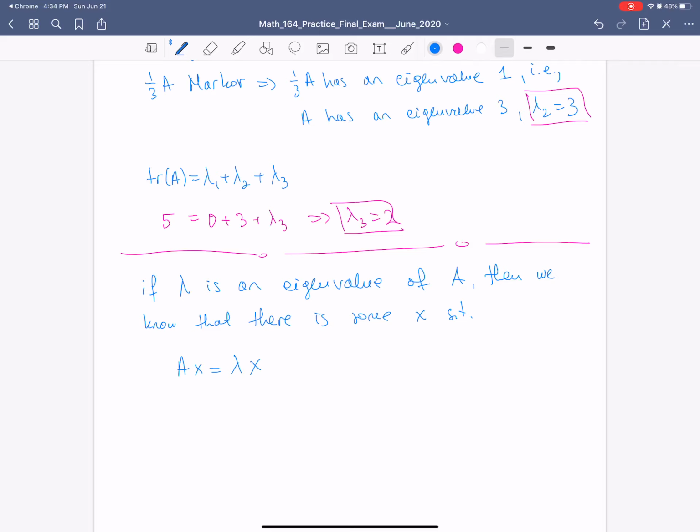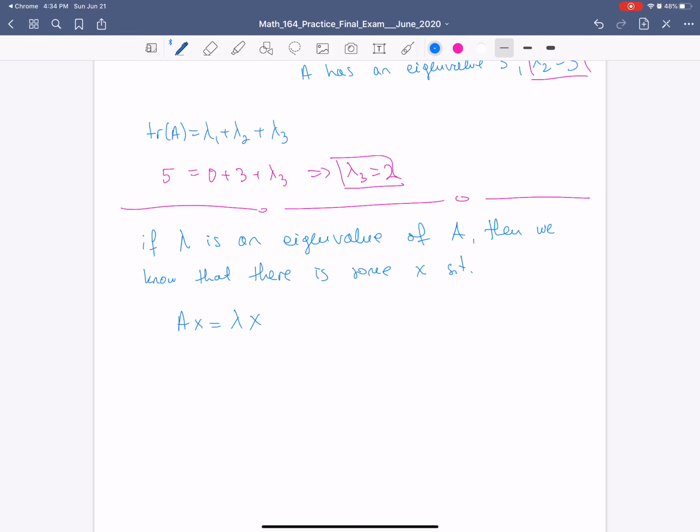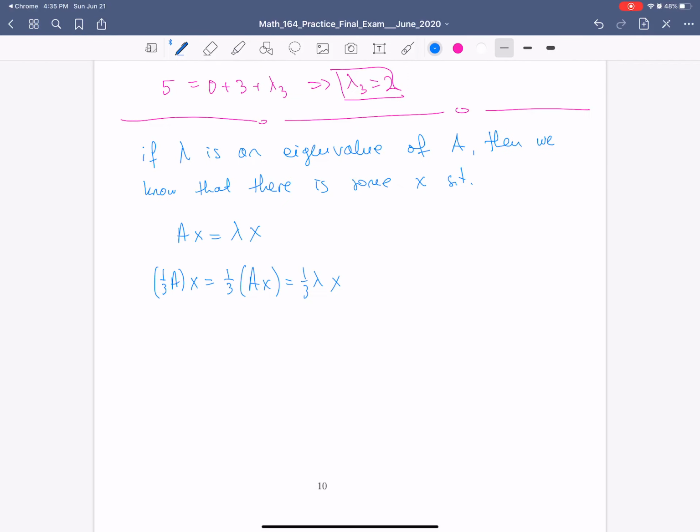So what happens then to one third A? One third A multiplied by x is the same as one third AX, and AX equals lambda X, so we have one third lambda X here. So what do we see? We see that if lambda is an eigenvalue of A, then one third lambda is an eigenvalue of one third A.